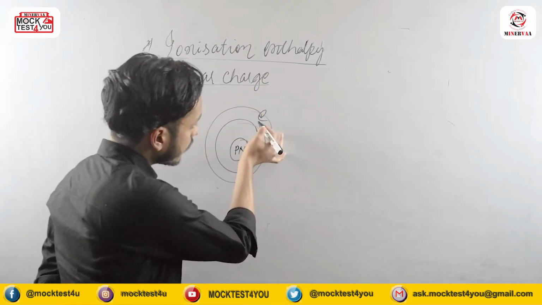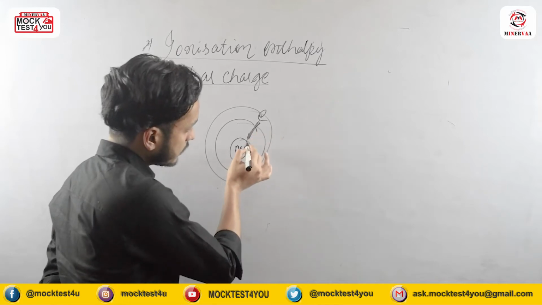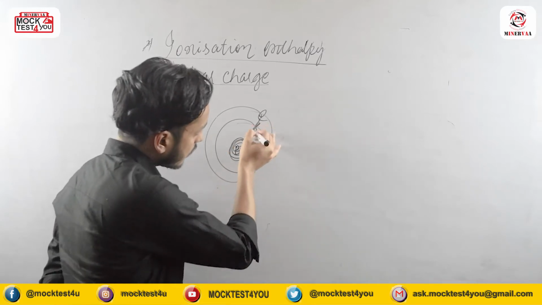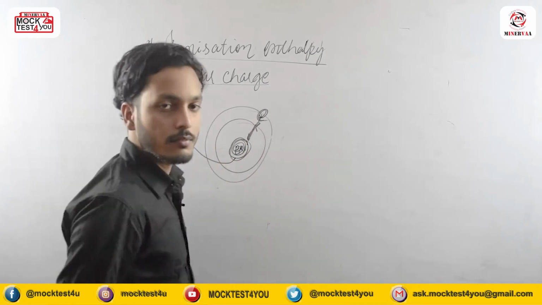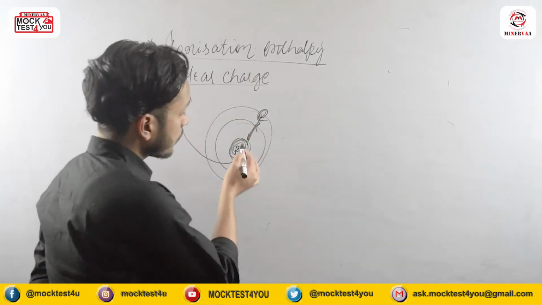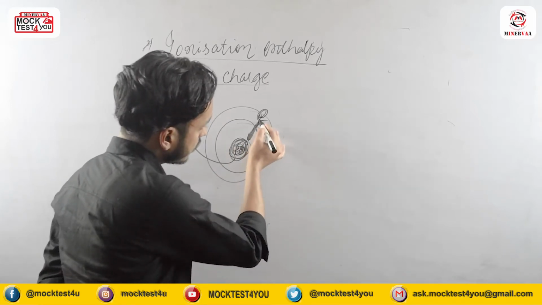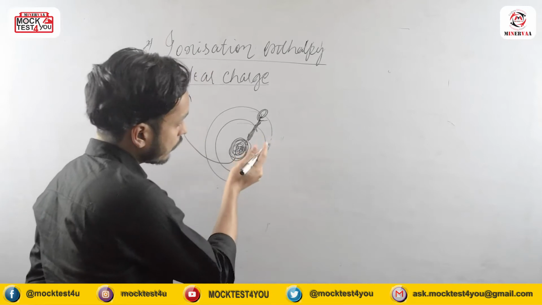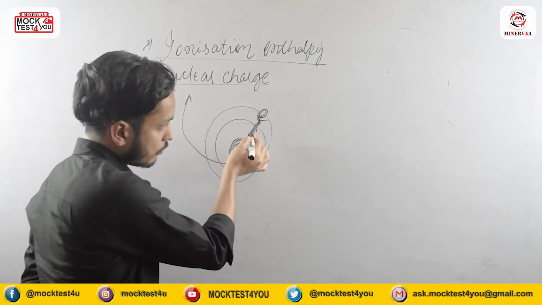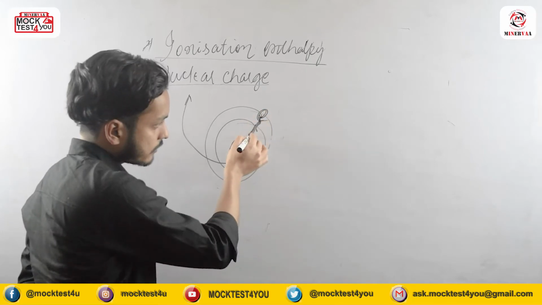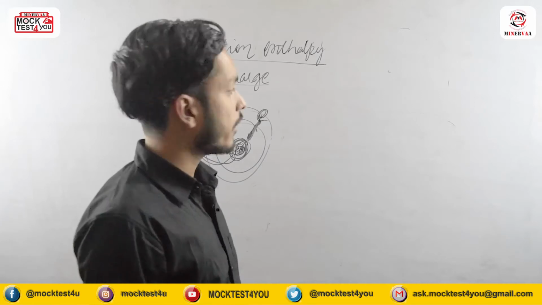So the amount of energy through which this nucleus is attracting this electron is called what? Nuclear charge. Okay, I hope you are getting this. As you can see, the amount of energy through which this nucleus is attracting this electron is called nuclear charge. I hope you are getting this, right?